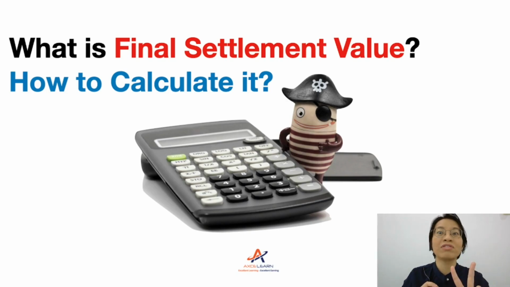We have two types of settlement. Still remember, one is cash settlement, another one is physical delivery. So this is relevant to those who are trading products that are based on cash settlement. So we're going to explain to you exactly what final settlement value is.